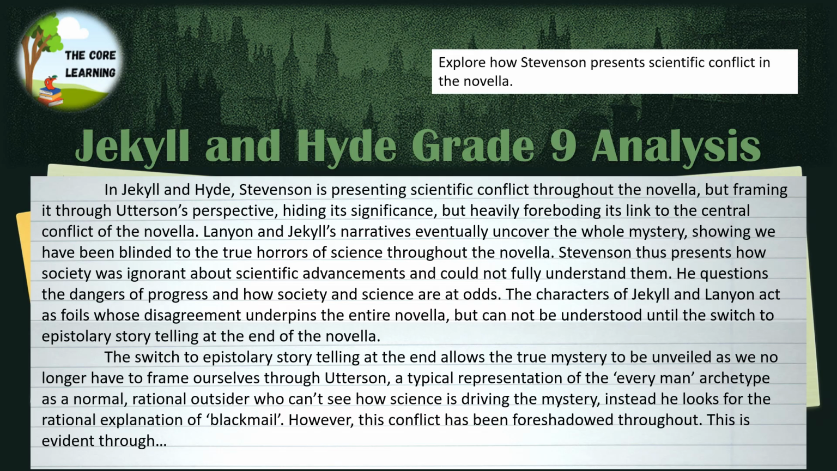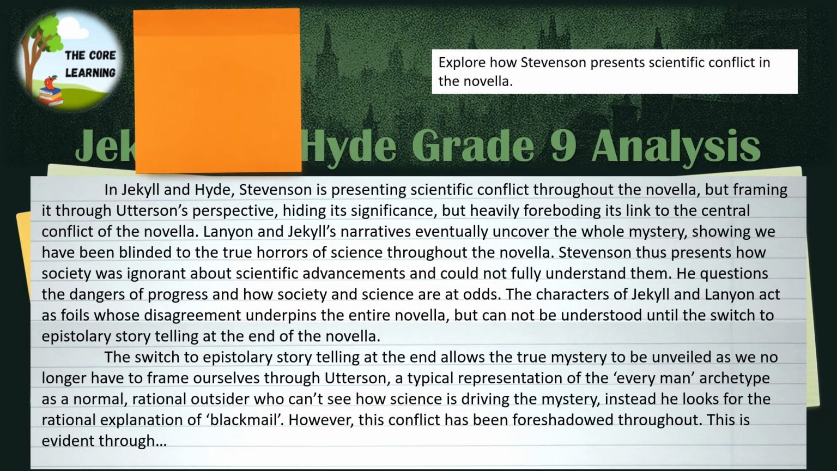Now, if you're not sure, epistolary storytelling is when we switch to telling the story through a series of documents. In this case, it's letters, but it could be things like diary entries, etc. The switch to epistolary storytelling at the end allows the true mystery to be unveiled, as we no longer have to frame ourselves through Utterson, a typical representation of the everyman archetype, as a normal, rational outsider who can't see how science is driving the mystery. Instead, he looks for the rational explanation of blackmail. However, this conflict has been foreshadowed throughout. This is evident through, and then I would start talking about my quotations that I started talking about before.